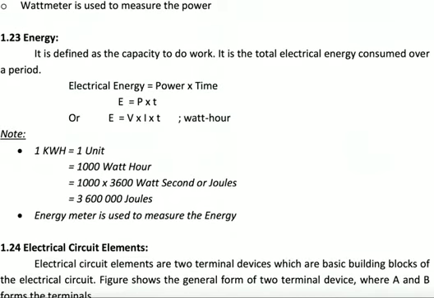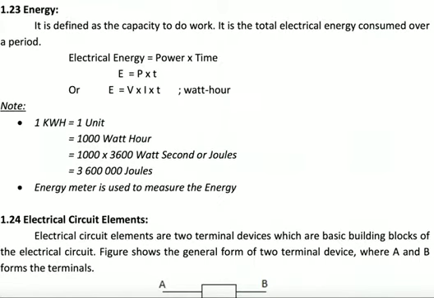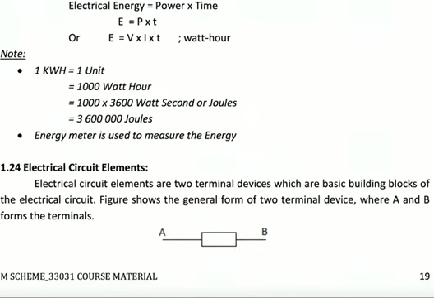Coming to energy, it is defined as the capacity to do work. It is the total electrical energy consumed over a period. So electrical energy equals power into time, P into T, where P is V into I. What is the unit? The unit for power is watt and time is hour, so watt hour. 1 kilowatt hour is equal to 1 unit. This is called 1 unit of energy, nothing but 1000 watt hour.